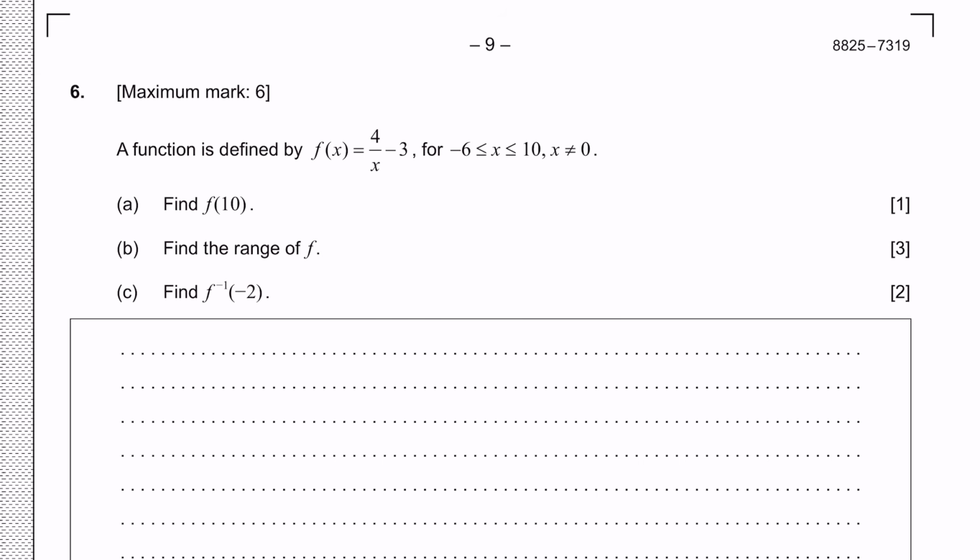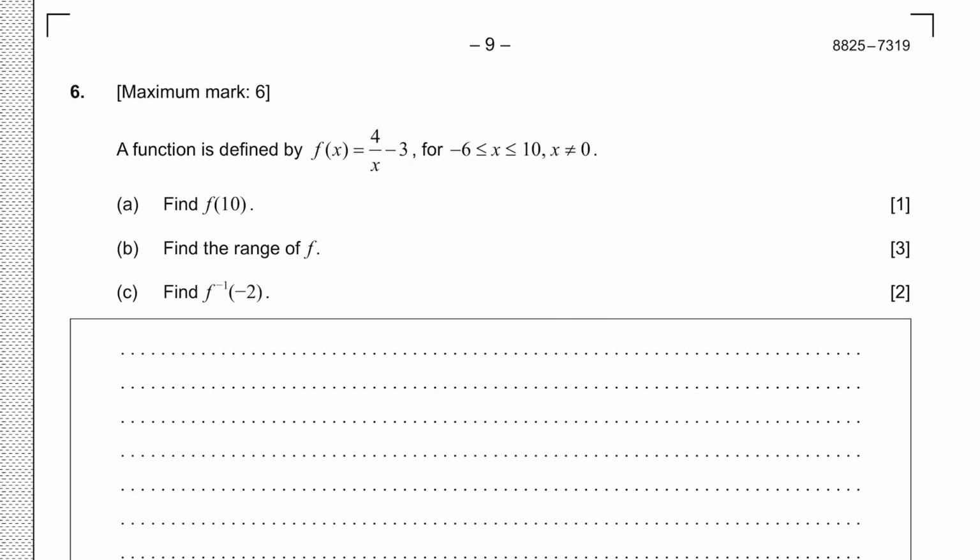Question 6. A function is defined by f of x equals 4 over x minus 3 when x is greater than or equal to negative 6 and less than or equal to 10, and x itself cannot be equal to 0. Of course, if x was equal to 0, we would be dividing by 0. All right, part A, we want to find f of 10.